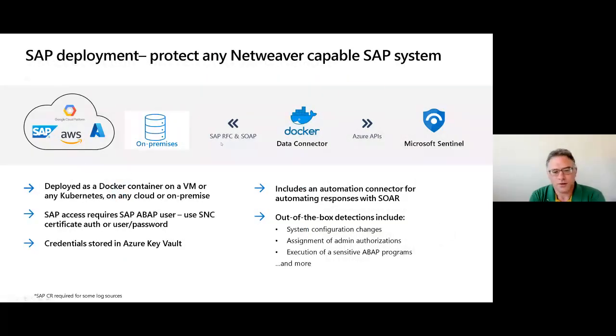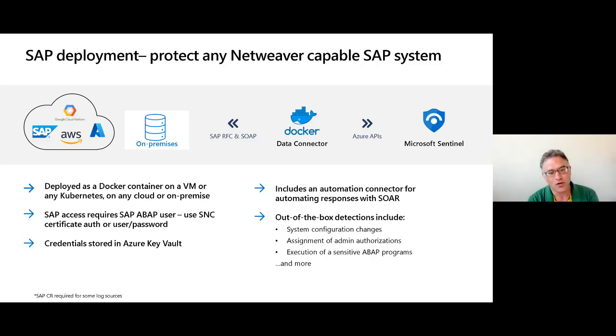So let's talk a little bit about deployment. Because SAP systems are very sensitive and they're usually residing in networks that are highly isolated, we've provided the flexibility to deploy the data connector that takes the data out of SAP and sends it to Sentinel anywhere. It is delivered as a Docker container. There are instructions on how to install it, essentially a one-liner script that you need to run, and of course there are some preparations that need to be made on the SAP system.